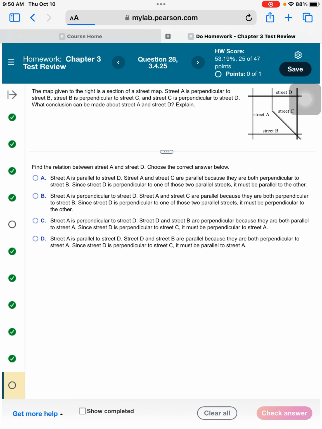Street A is perpendicular to street B. Okay, so the map given, A is perpendicular to B.